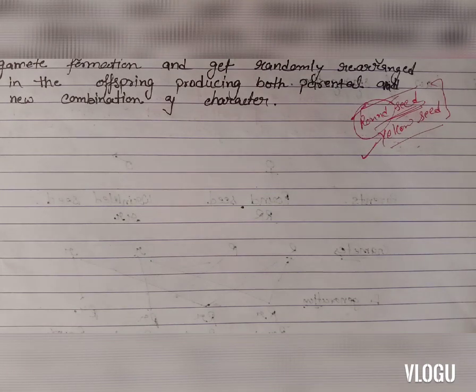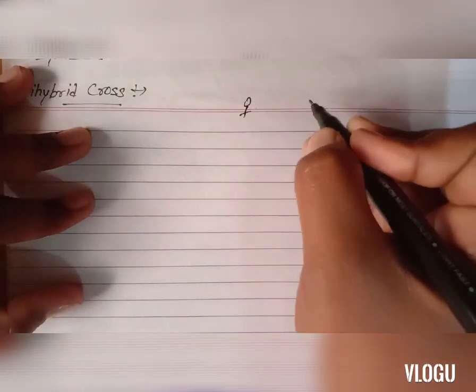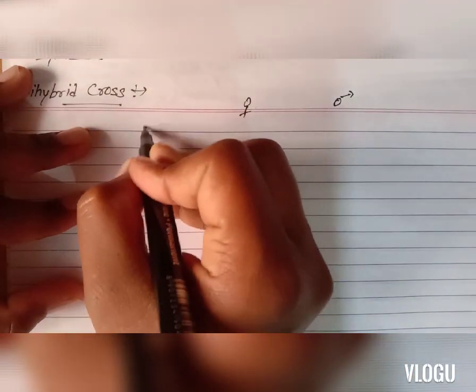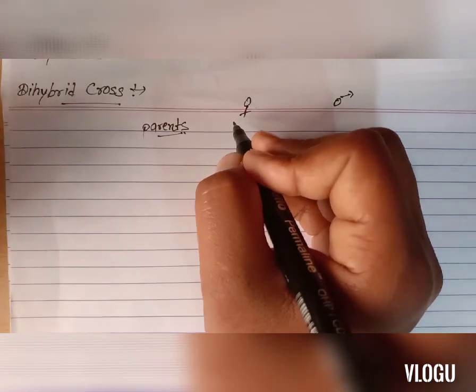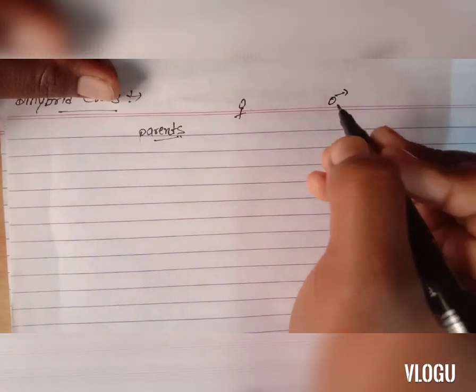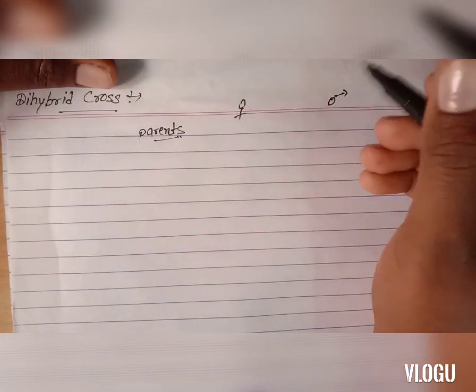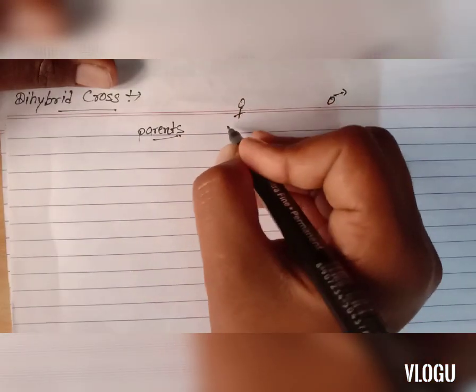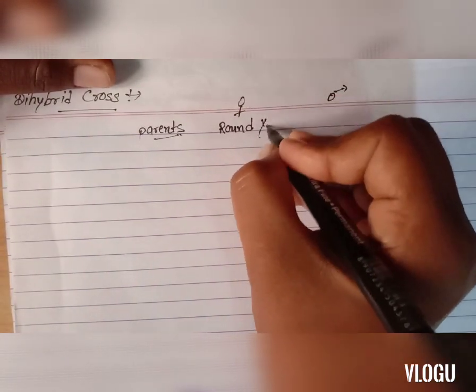Let's understand this cross by using the dihybrid rule. Let's understand how to perform a dihybrid cross. All of you know, first of all, we have to select the parents. Same rule here. Then you have to write the parents. The dihybrid cross is performed by using two traits. Here we take the traits for seed shape and seed color. So one parent shows both traits in dominant form, and one parent shows both traits in recessive form. So here we take both dominant, round yellow seed.